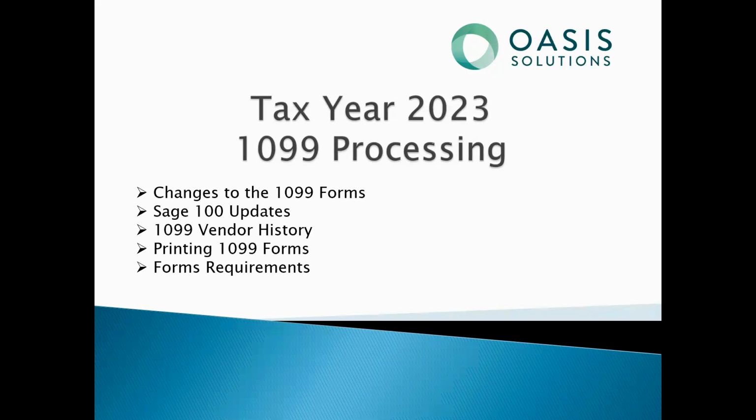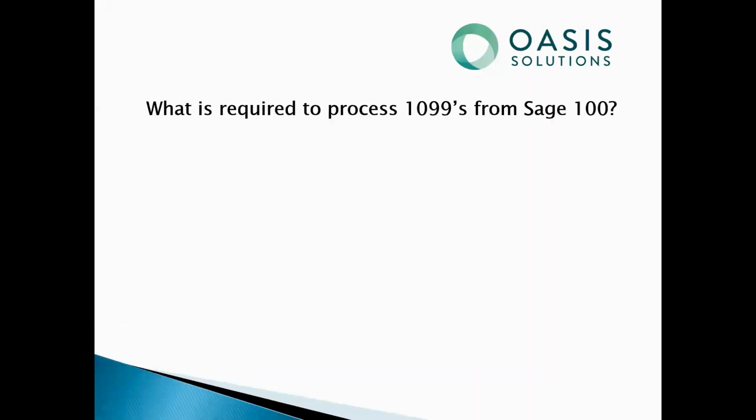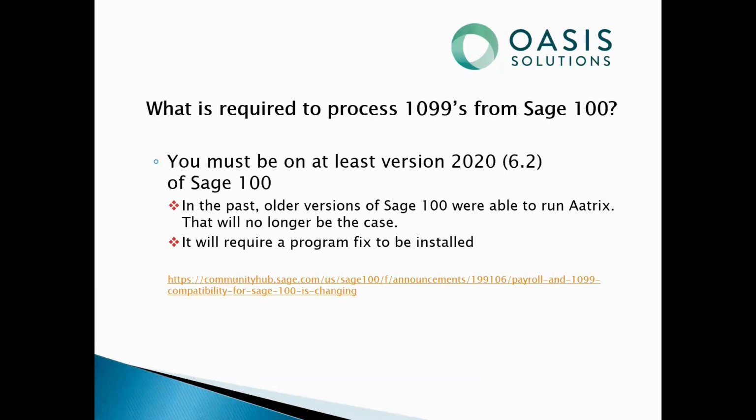So we're going to start off, we're going to talk about some of the changes to the 1099 forms, Sage 100 updates, and then we're going to get into Sage 100 and talk about the 1099 vendor history and actually printing the 1099 forms and requirements for the forms. So what is required to process 1099s from Sage 100?